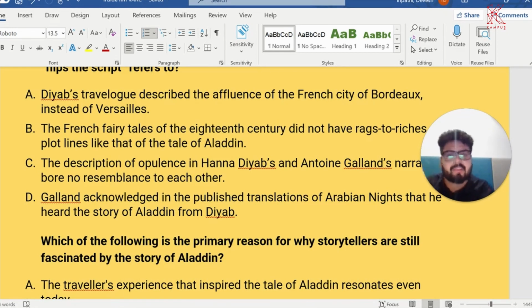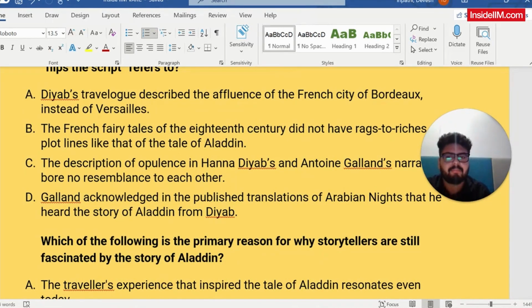So the French fairy tale story of the 18th century did not have a rags-to-riches plot like that of the tale of Aladdin. It's completely baseless. This won't flip the script. Now you see the C part. The description of opulence in Hanna Diyab's and Antoine Galland's narration bore no resemblance to each other. Perfectly fine answer.